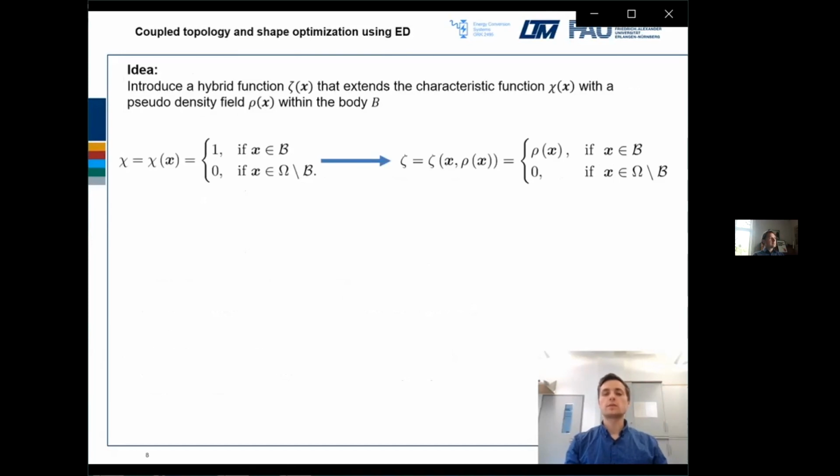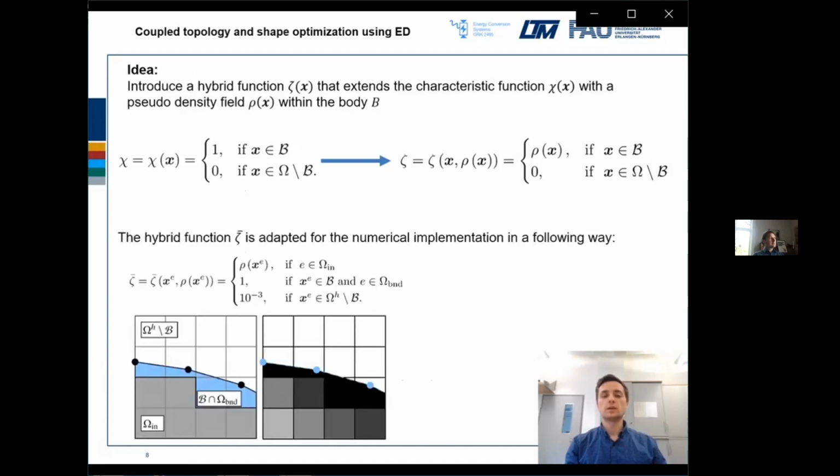Following this observation, we introduce a hybrid function that incorporates the pseudo-density field into the inside of the embedded body B. Furthermore, we adapt the definition of zeta for the numerical implementation in which pseudo-densities are defined for the inner elements only. Within the boundary elements, we have a solid material inside the body and void outside. We purposely did not define pseudo-densities within the boundary elements. The reason for that is to eliminate the dependency of the shape sensitivities on pseudo-density.